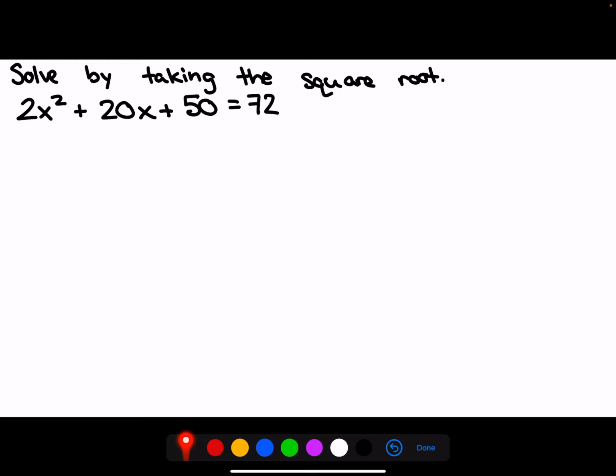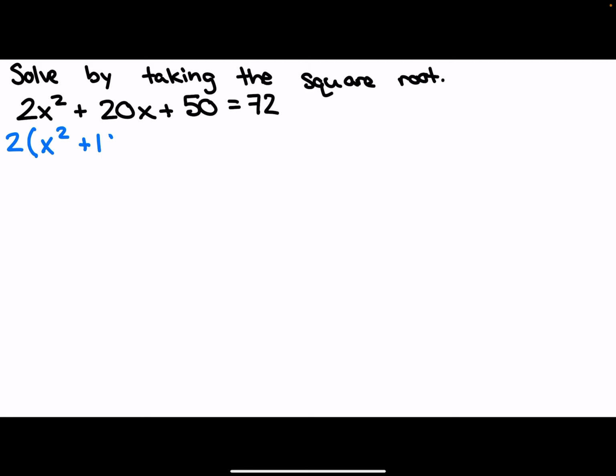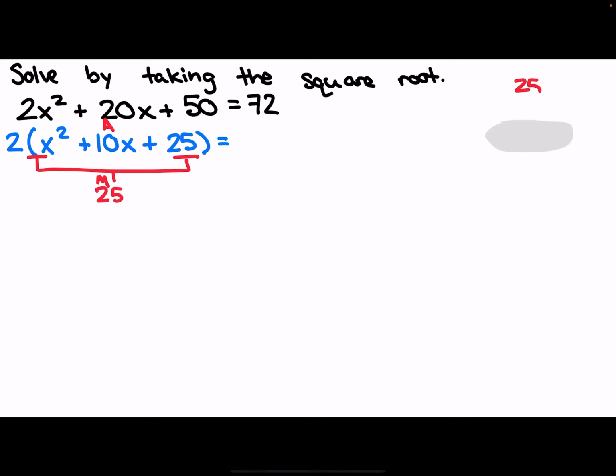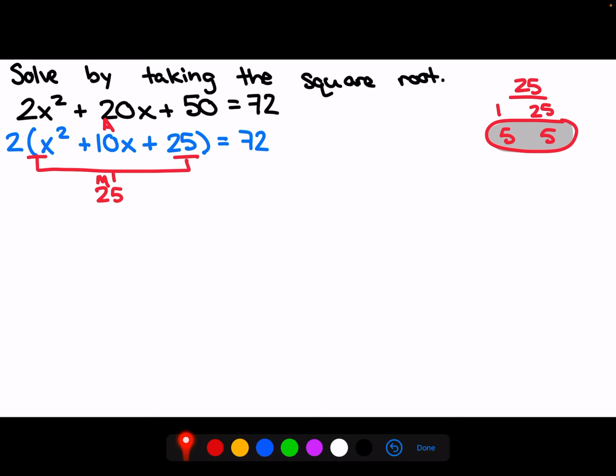Next up, we have 2x squared plus 20x plus 50 equals 72. So again, we start off by looking for a GCF between all three terms on the left side. Our GCF would be 2. So I'm going to go ahead and factor out a 2. I'm going to divide each of these terms by 2, and I'm just going to have my 2 sitting on the outside of the parentheses. So this will give me 2 times x squared plus 10x plus 25 equals 72.